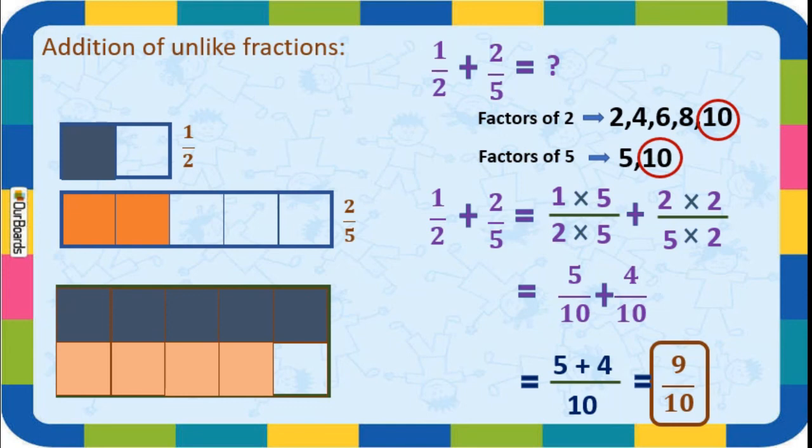Always remember, whenever we want to add the unlike fractions, then we have to go for equivalent fractions. We have to equalize our denominators. Then we have to add the given fractions. Okay?